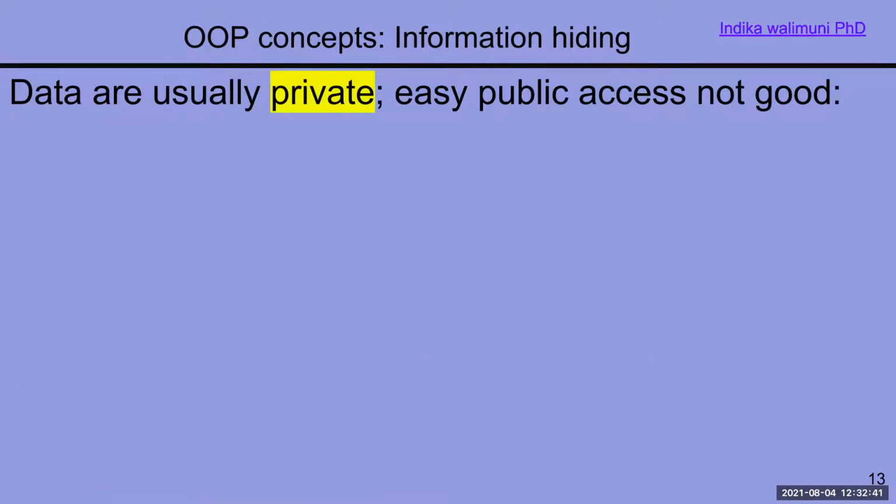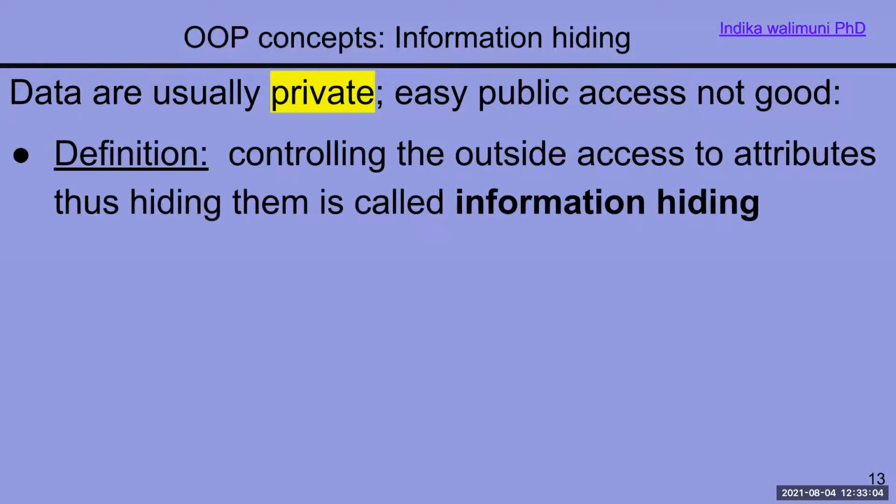Information hiding. We usually consider data to be private, and we should prevent easy public access. When we solve problems using OOP, the data is hidden from the user. That process is called information hiding. Basically, controlling outside access to attributes, both methods and data, thus hiding them, is called information hiding. Sometimes we call it abstraction too.